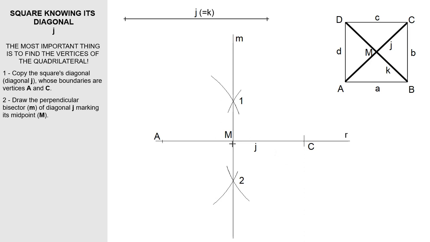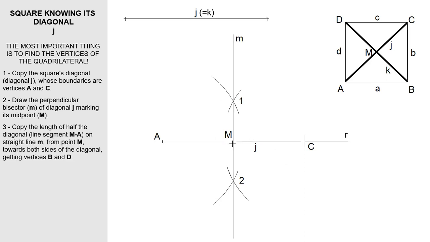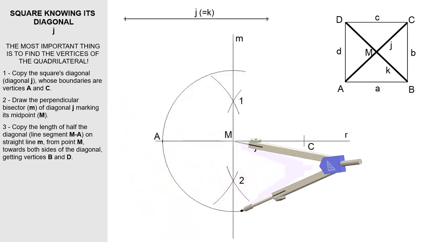In order to find the vertices B and D, we copy the length of half the diagonal from point M. Using point M as center, we copy the length of line segment MA on the perpendicular bisector M with the compass, getting these 2 points which are the same distance from midpoint M, and our vertices B and D left, being line segment BD the other diagonal K.